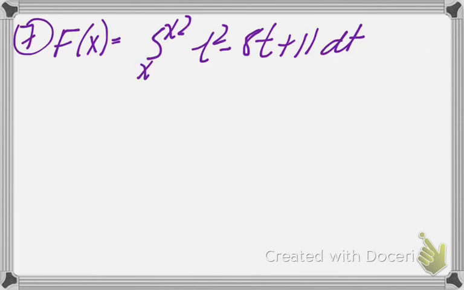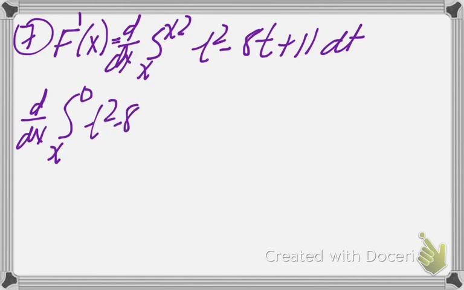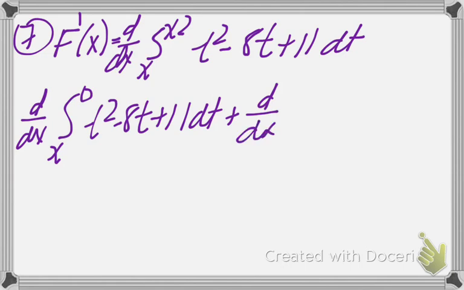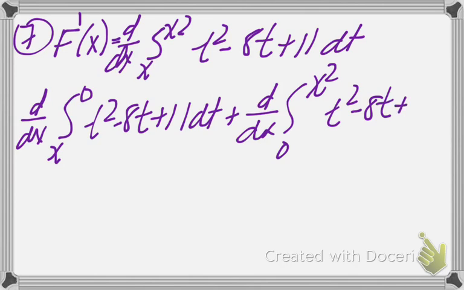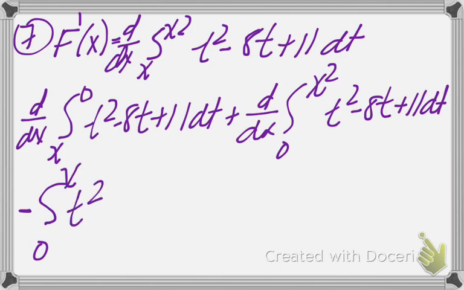Okay, here's number 7. Add a derivative to both sides. And we have the same issue as before. It's going from x to x squared. So we're going to make two integrals. One going from x to 0. And then to that, we'll add the integral going from 0 to x squared. Okay, but we cannot have the x on the bottom and 0 on the top, so we're going to have to flip that to go from 0 to x, and we have to add a negative in front.